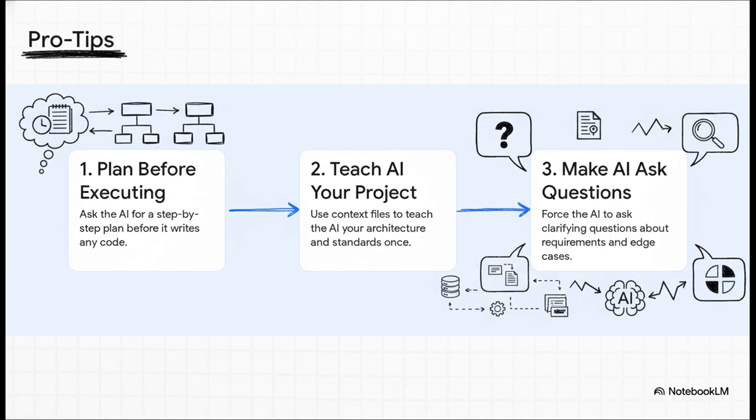1. Plan before you execute. Ask the AI for a step-by-step plan first. This one small step can save you a ton of rework later. 2. Teach the AI about your project, but only do it once. Use context files to lay out your architecture and your standards so you don't have to repeat yourself over and over. And 3. Force the AI to ask you clarifying questions. This prevents it from just making bad assumptions and giving you half-baked code. It turns the whole thing into a real collaboration.